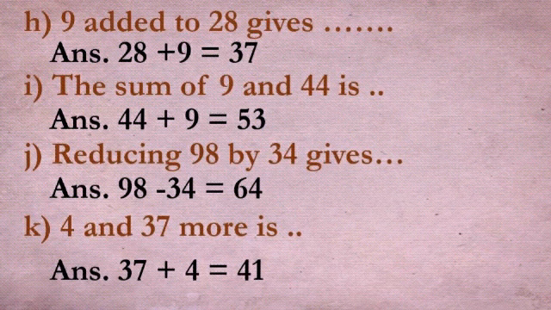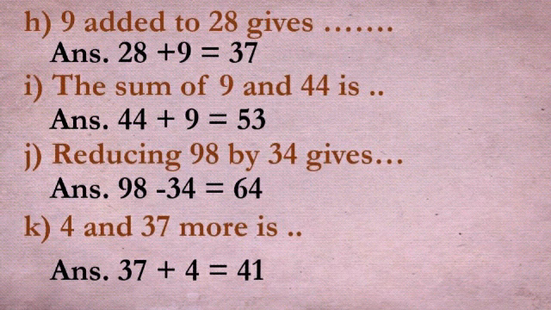The next one is, 9 added to 28 gives. Add means you have to do the addition. So 28 plus 9 equals 37. The sum of 9 and 44 is 44 plus 9 equals 53. Reducing 98 by 34 gives. Reducing indicates subtraction, so you have to subtract the smaller number from the bigger number. If you subtract 34 from 98, you will get 64. So the answer will be 64.